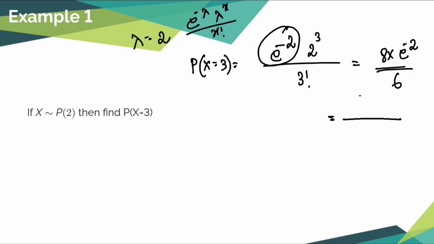Now the value of e to the power minus 2 is 0.135. So 0.135 into 8 divided by 6 will give us 0.18. So the probability of getting exactly 3 successes here is 0.18, right? So this is the first example.